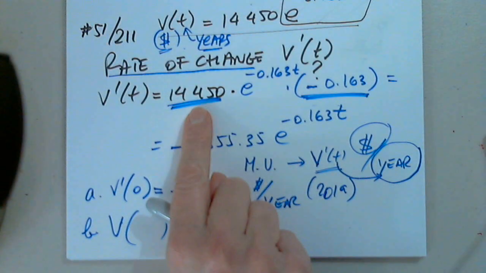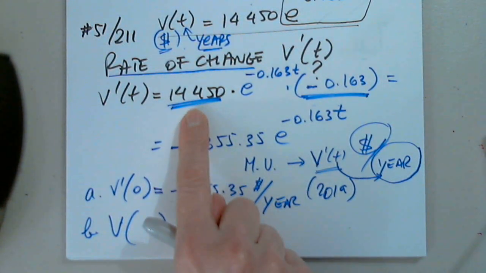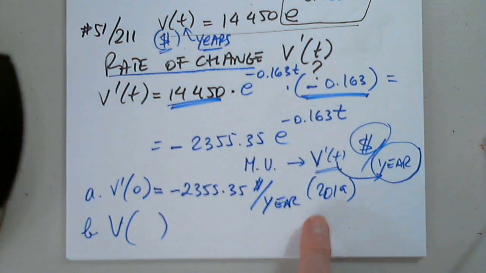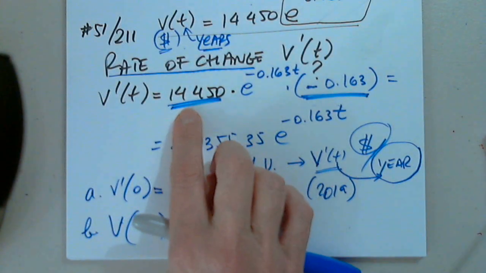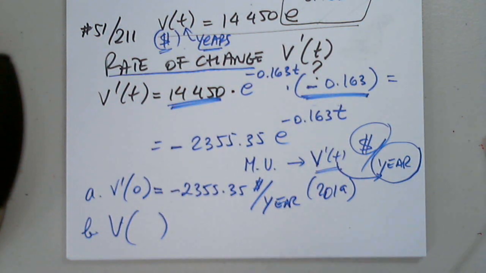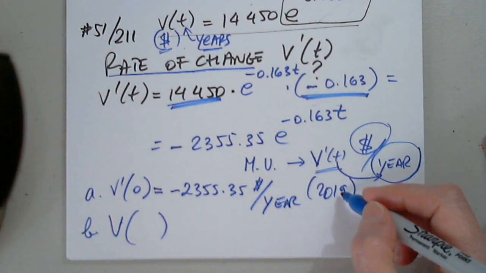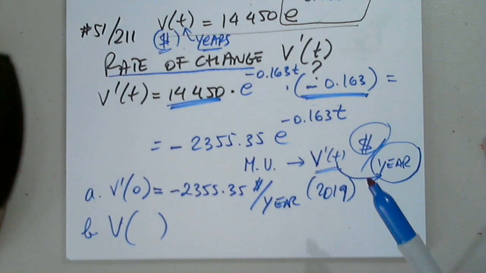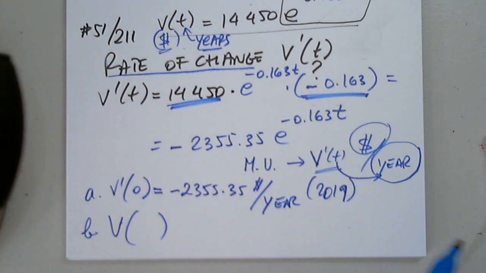So obviously the value has to be bigger than this, because this is depreciation. So in 2017, the value has to be more than 14,450. It decreased to 14,450 from 2017 to 2019. In 2019, per year, it decreased with this amount. So how, yes? Would it be V of negative 2? Yes.